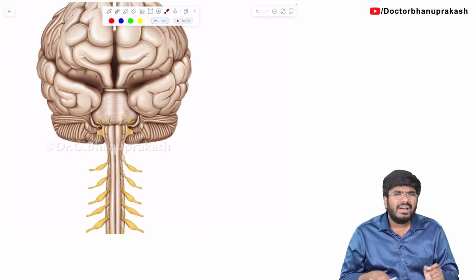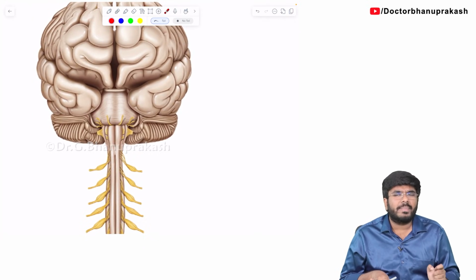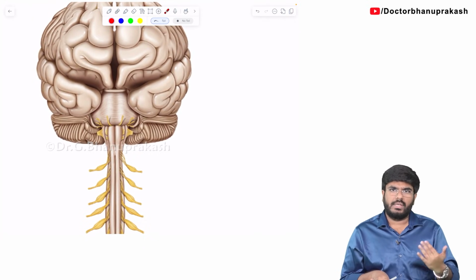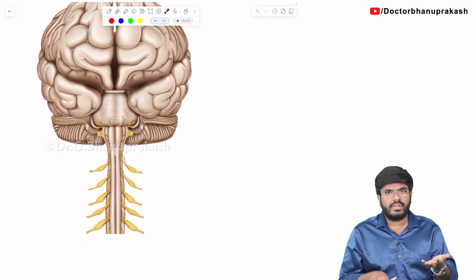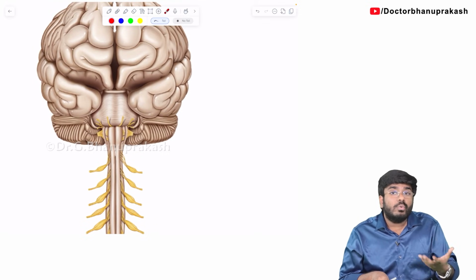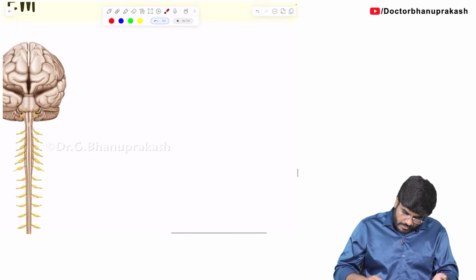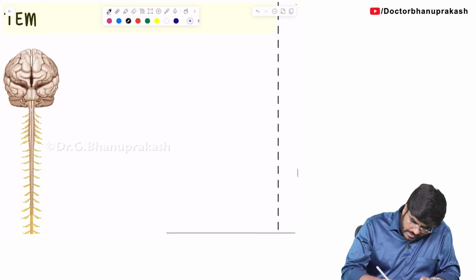What is the function of this cranial nerve and what is the function of the spinal nerve? What exactly are they doing? We know cranial nerves are originating from the brain stem and the spinal nerves are originating from the spinal cord. But what are they doing? Okay, let me tell you. For that, you need to understand this diagram.